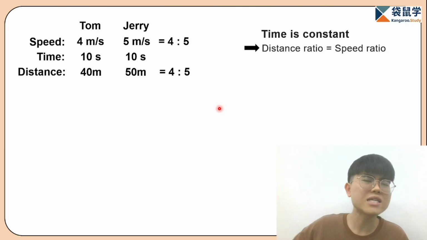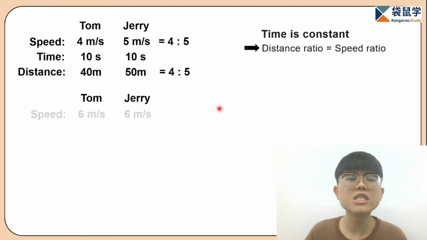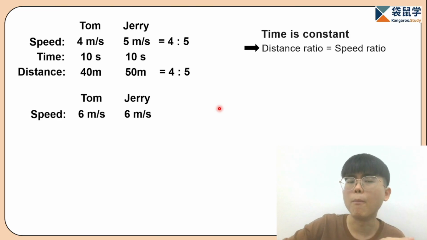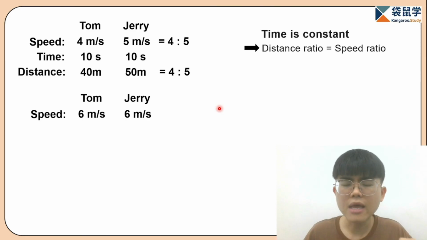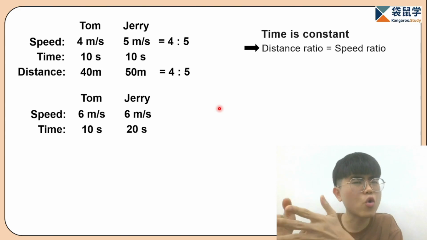And we look at our second example. Again, we have our Tom and Jerry. This time, the speed will be 6 meters per second for both of them. And the traveling time is different here. One is 10 seconds, one is 20 seconds.